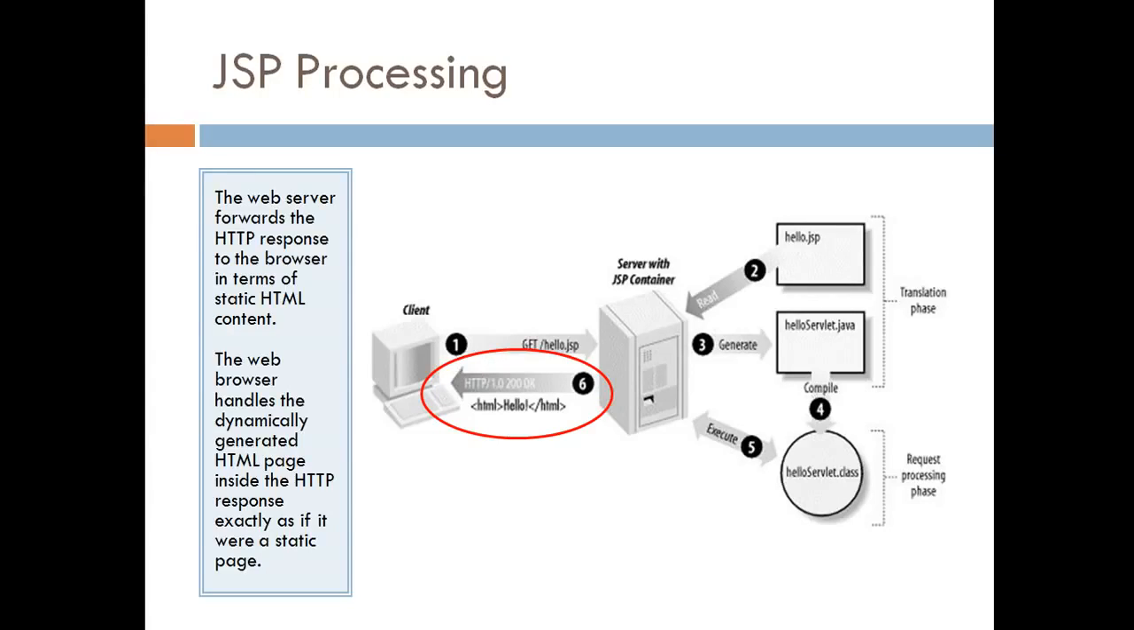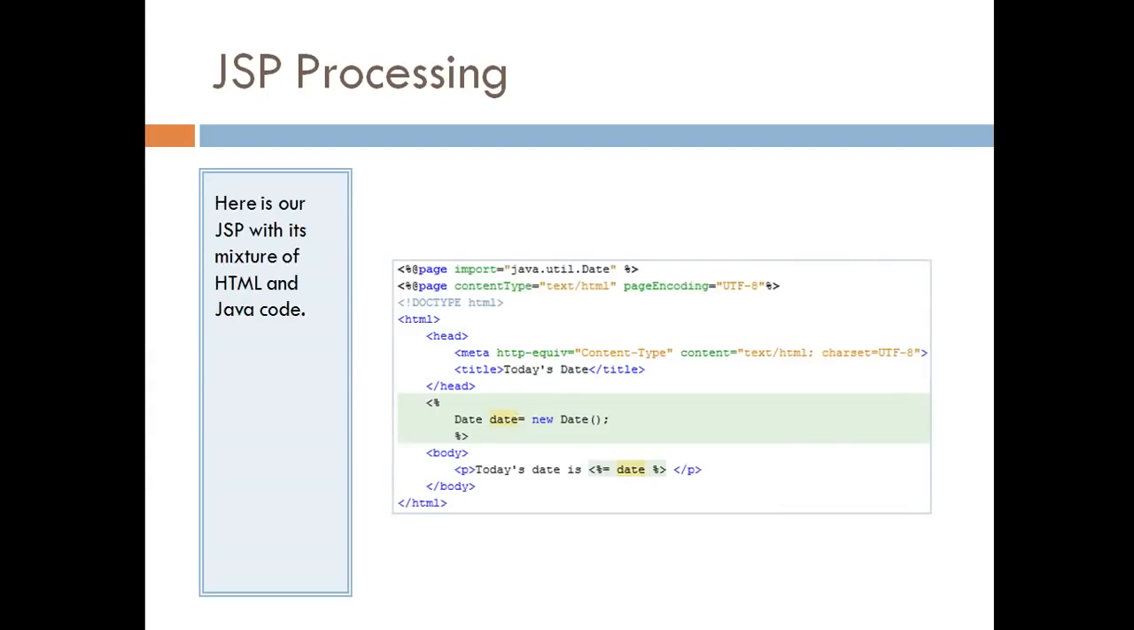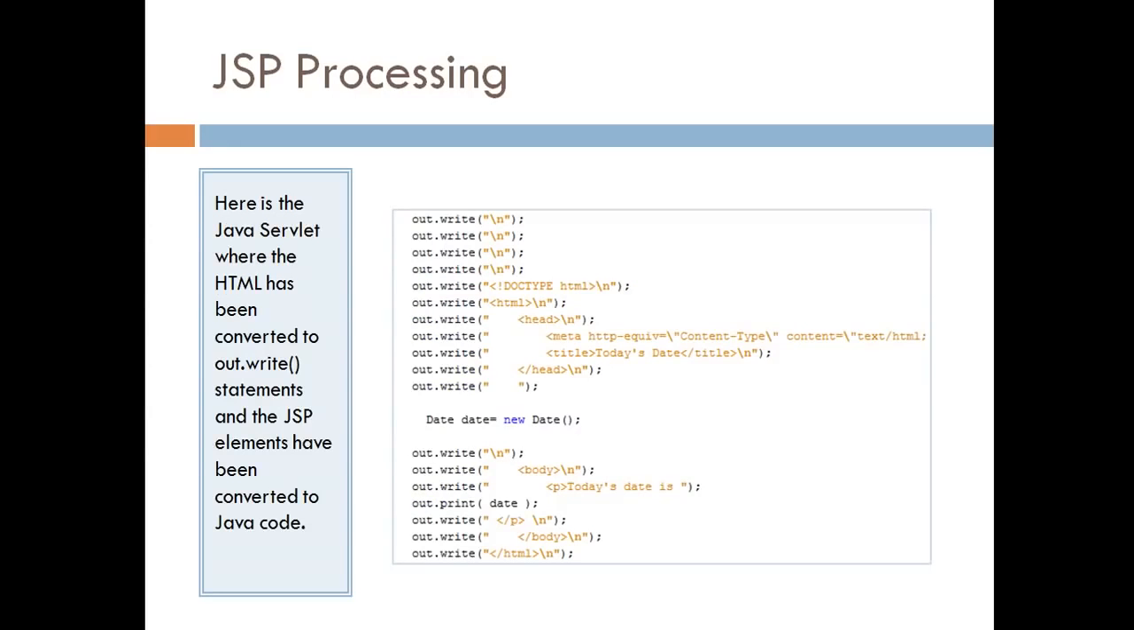HTML page. Okay, so if we go back and take a look at our original JSP that we looked at a few slides back, it contains a mixture of HTML and Java code, and the Java code has to be embedded within JSP elements. So here's our JSP. That JSP gets converted by a JSP container into a Java servlet.